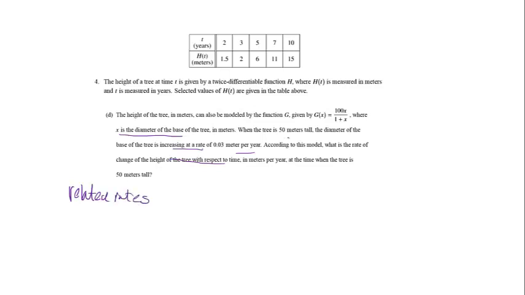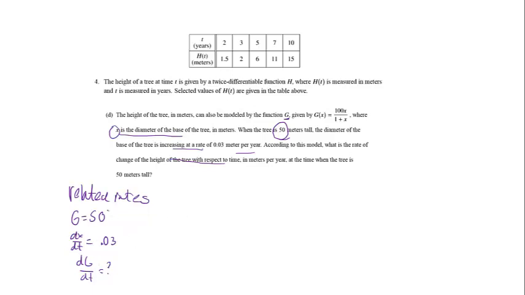First of all, they told me that the tree is 50 meters tall, and this time h is not the height. This time the height is g, so I know that g is equal to 50. They tell me the diameter of the base of the tree, so x is the diameter of the base of the tree. The base of the tree is growing at the rate of 0.03, and it is increasing, so that will be a positive number. And then it says, what is the rate of change of the height of the tree? So they are asking me for dg/dt when the height is 50 meters tall. So I have all my information down.